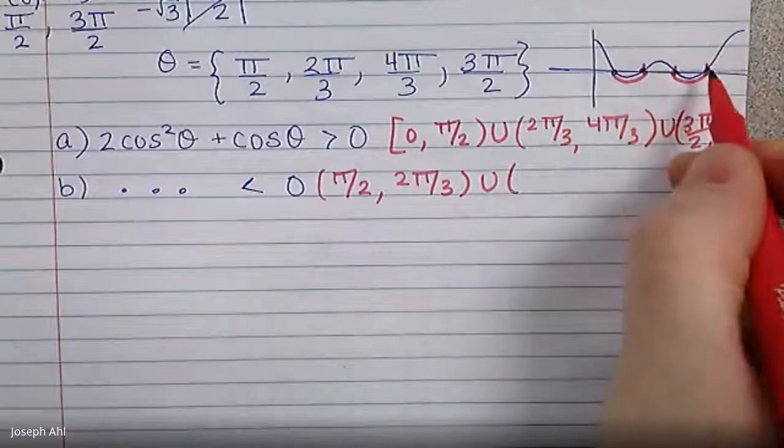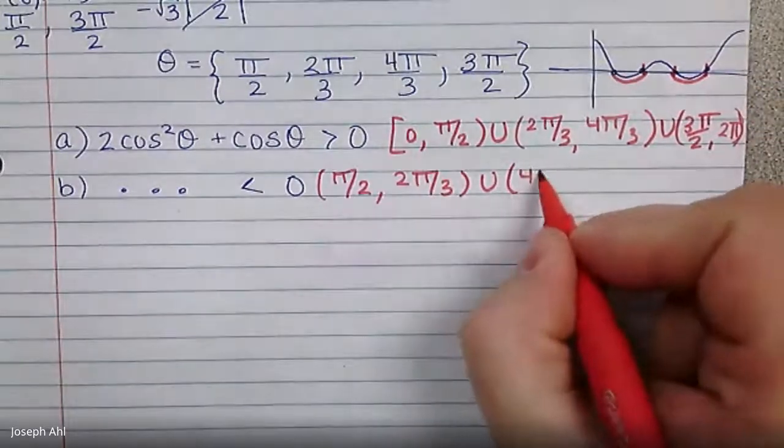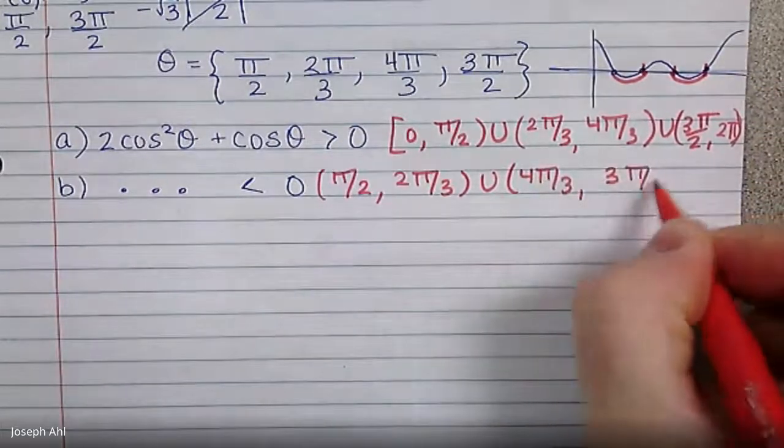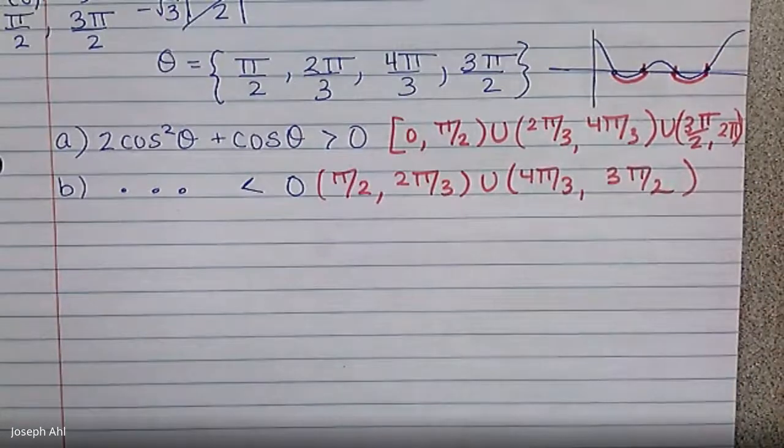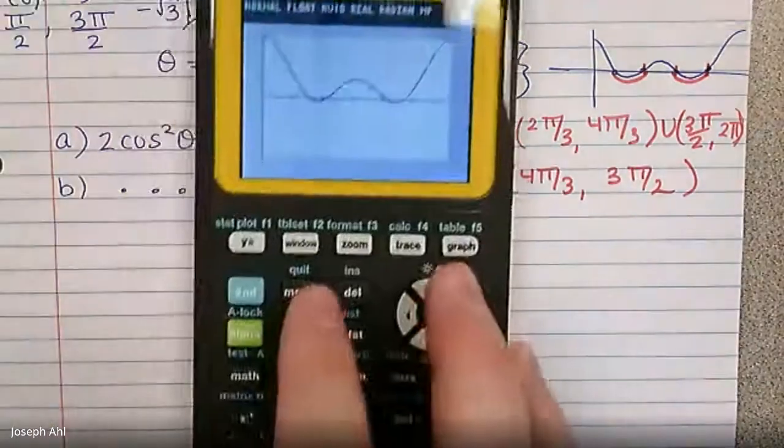And then also from 4 pi over 3 to 3 pi over 2. Okay. Now, I haven't really done this yet, but just to really double check that we got the correct solutions, I'm just going to check one of them here.